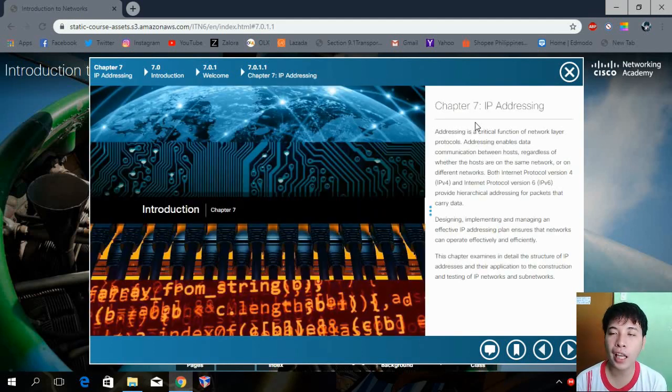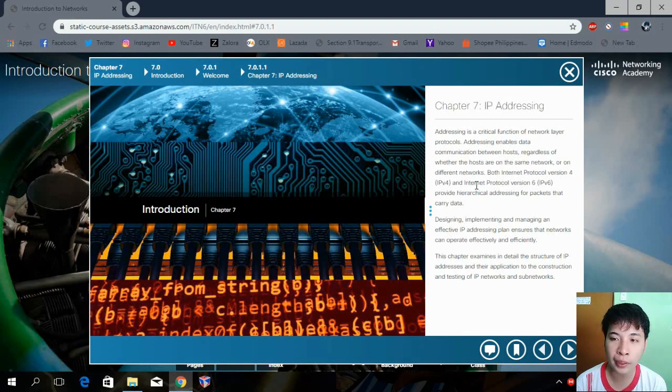So chapter 7, IP addressing. Addressing is a critical function of a network layer protocol. Addressing enables data communication between hosts regardless of whether the hosts are on the same network or on different networks. Both Internet Protocol version 4 and Internet Protocol version 6 provide hierarchical addressing for packets that carry data. Designing, implementing, and managing an effective IP addressing plan ensures that networks can operate effectively and efficiently.